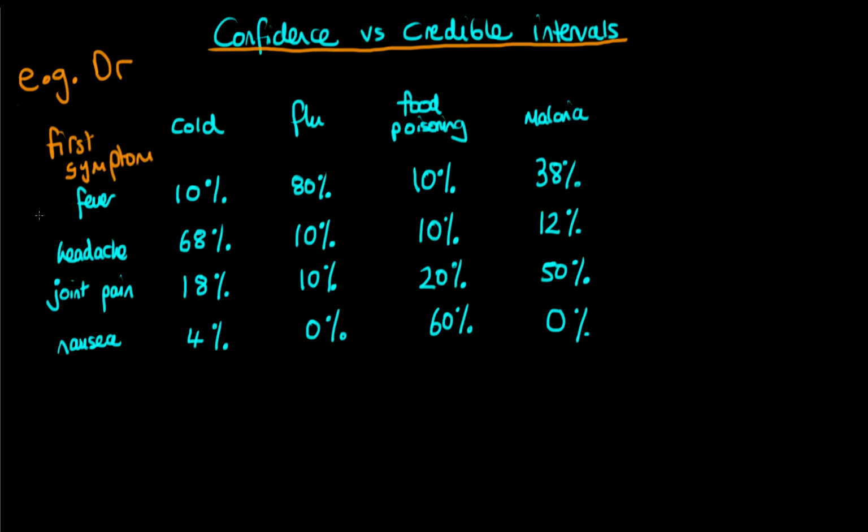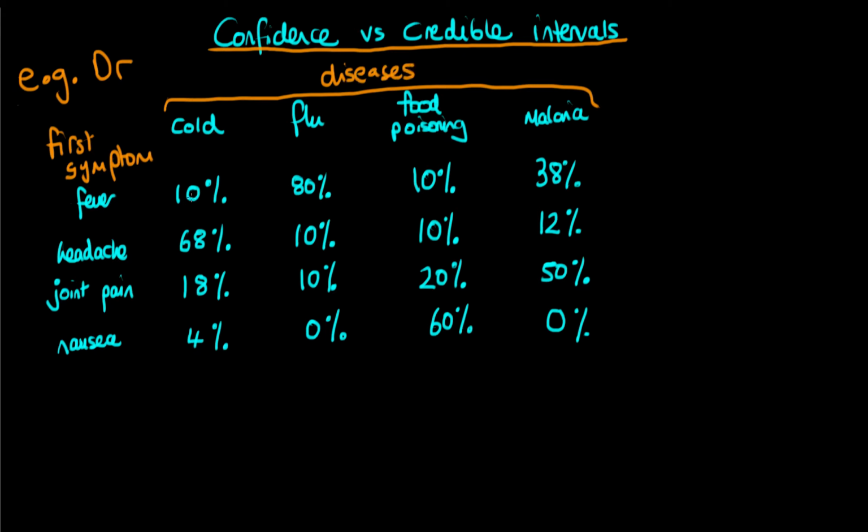And the symptom which they tell us about, we're going to assume was the first symptom to appear. And there are four possible symptoms that we're imagining here. So we've got individuals that present with fever, first of all, headache, joint pain, and nausea. And as a doctor, what we're trying to do is guess or estimate which disease or condition an individual has. And we've got four possible conditions here: colds, flu, food poisoning, and malaria. So we're going to call these four our possible diseases.